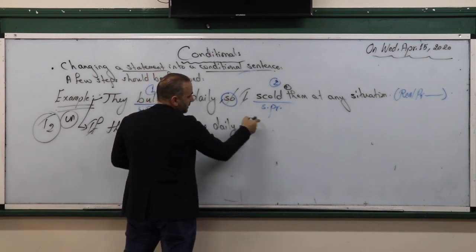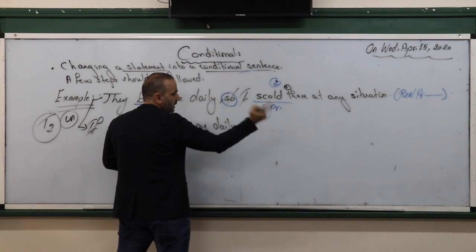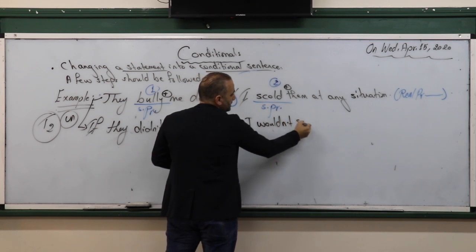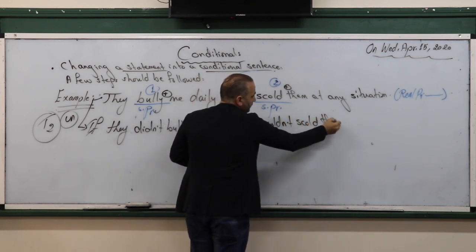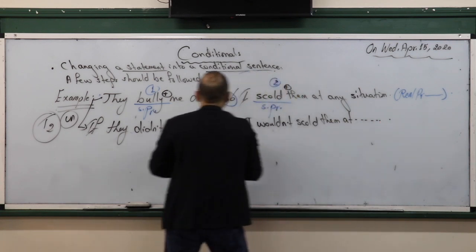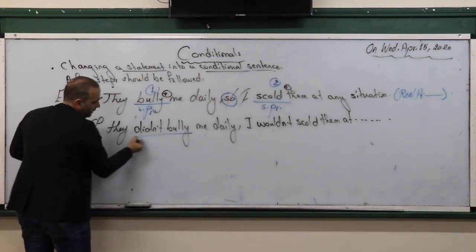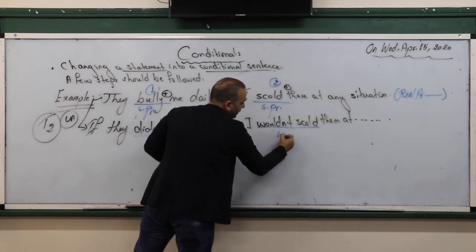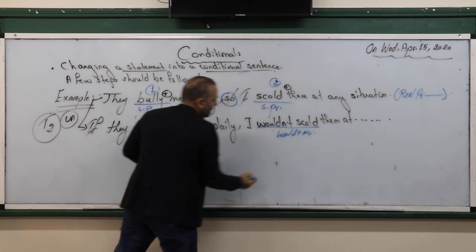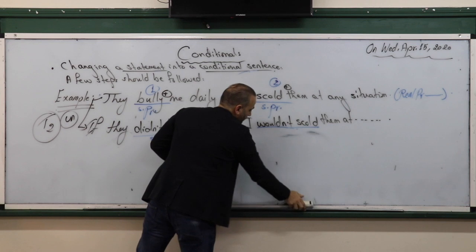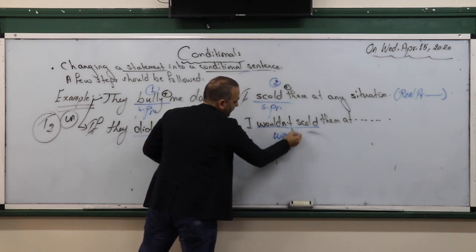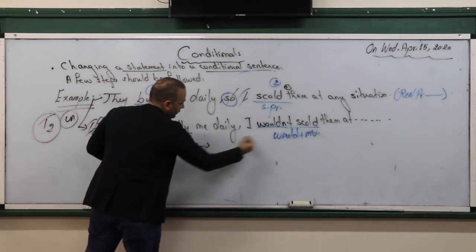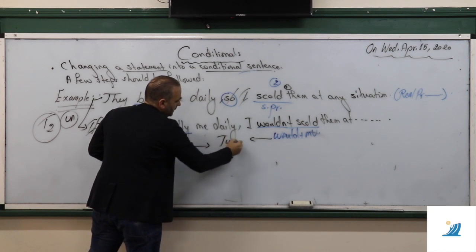I, of course, present, the result of the unreal present, type 2, would plus main verb. I would, positive, negative. I wouldn't scold them at any situation. So what do we have? We have it as simple past, okay? And would plus main verb. Would plus main verb. So that's it. Here, as we said it, simple past, and this one, as you see, it's conditional type 2.